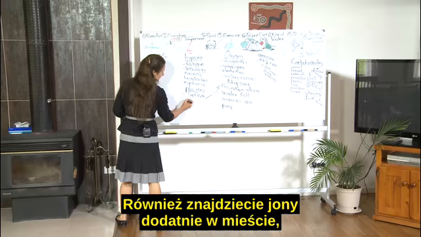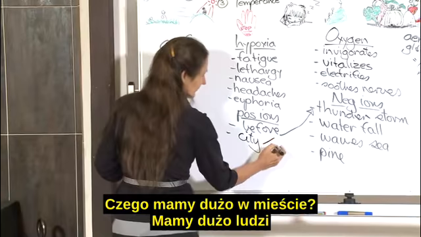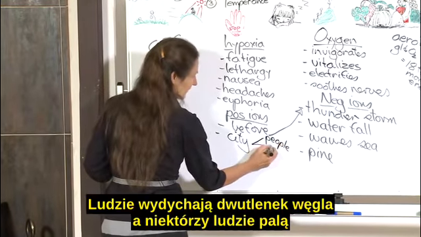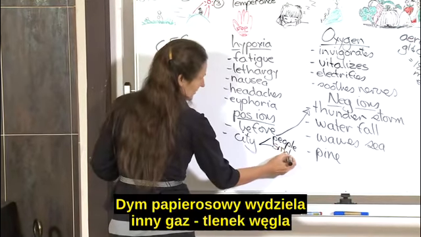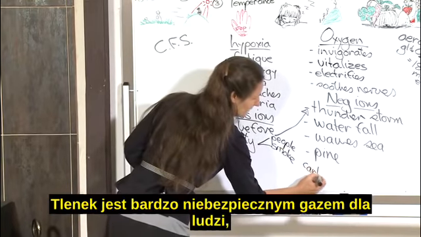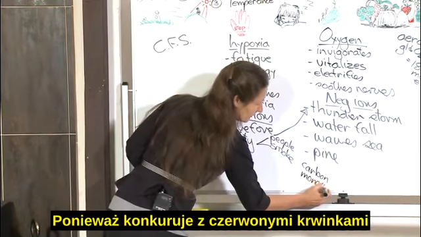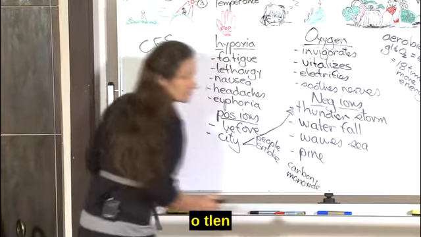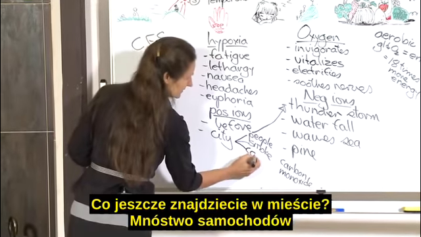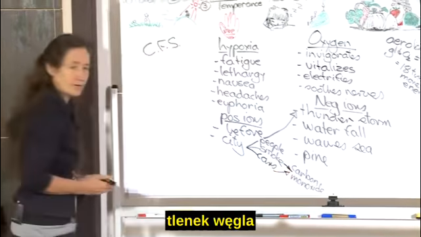You'll also find positive ions in the city. What have we got in the city? We've got a lot of people, and the people are breathing out carbon dioxide, and some of the people are smoking. And cigarette smoke gives out another gas called carbon monoxide. And carbon monoxide is a very dangerous gas for humans because it competes with the red blood cell site for oxygen. What also you'll find in the city is a lot of cars. So it's the cars and the smoke that both give off the carbon monoxide.